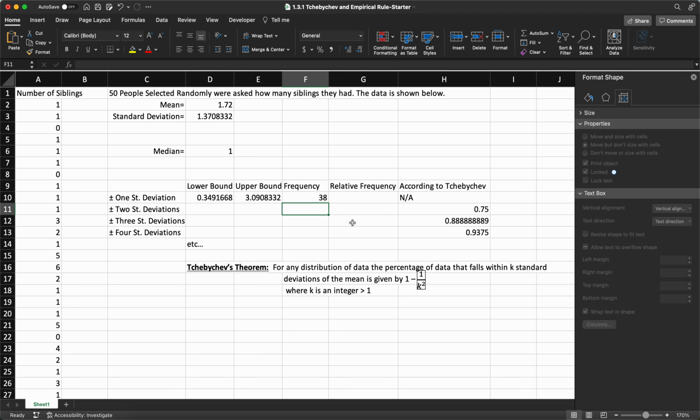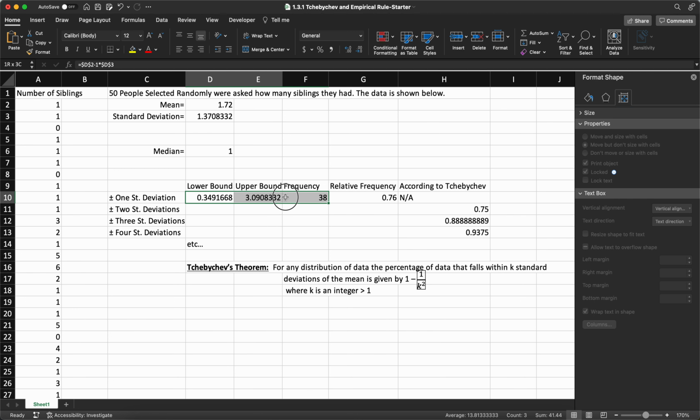And there's 38 people. Now 50 people were asked, so we're going to take this previous number and divide it by 50, and that's the proportion of people in this data set that have siblings that fall within 1 standard deviation. In this case, 76%. So 76% is already bigger than the 75% that Tchebychev guarantees for 2 standard deviations away. Tchebychev does not indicate how much data should be within 1 standard deviation.